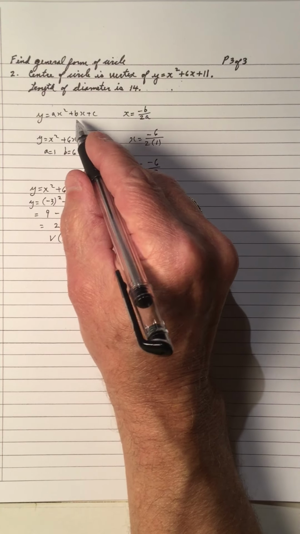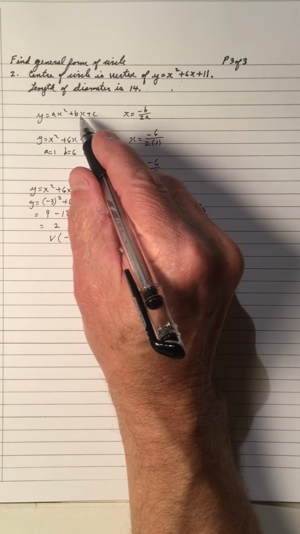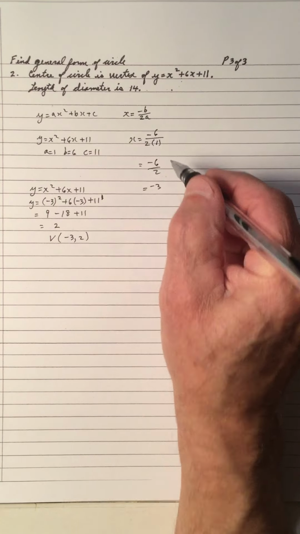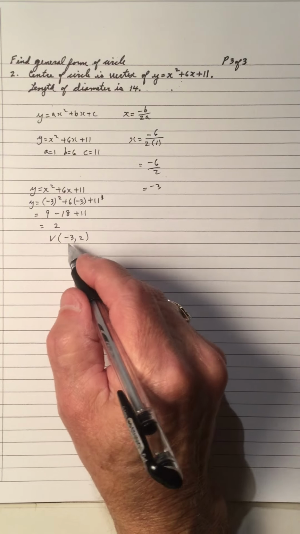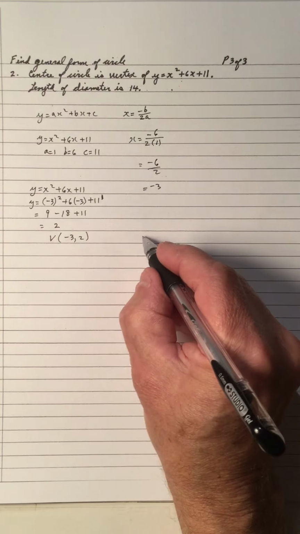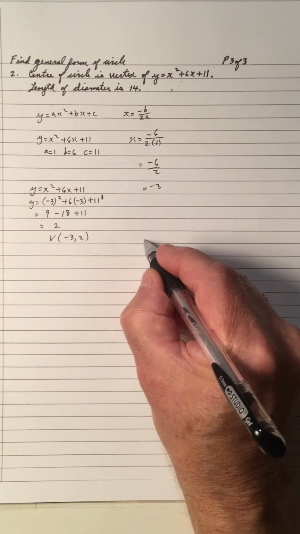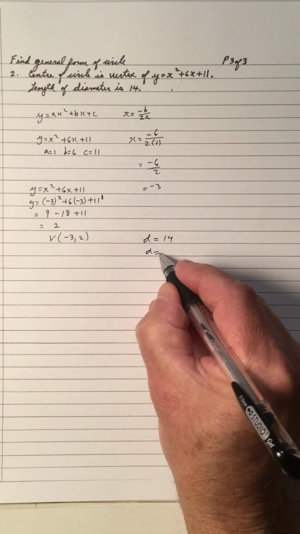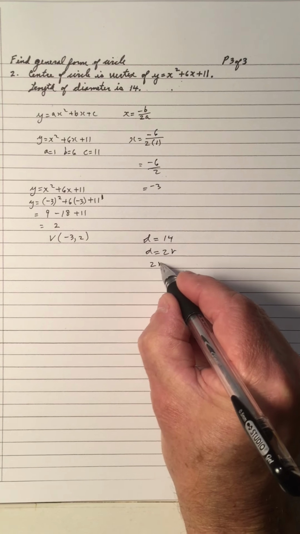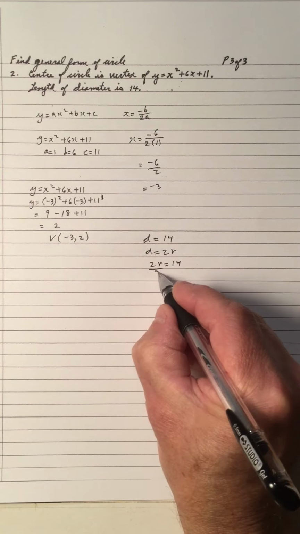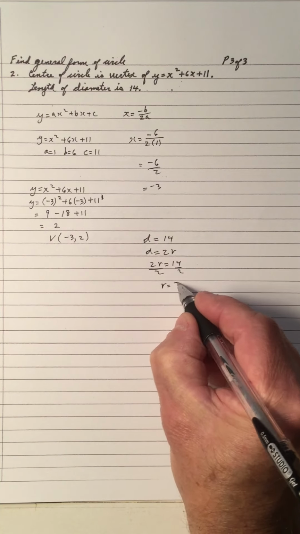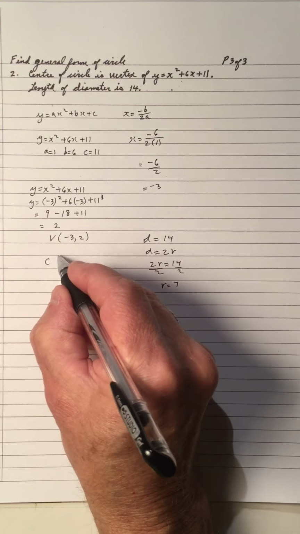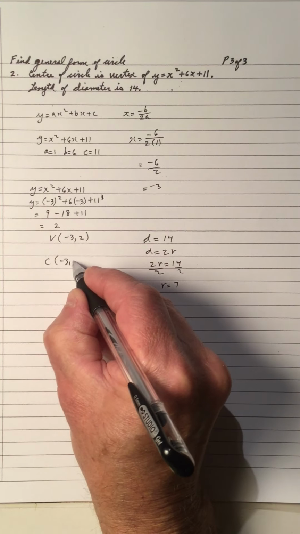Again, the parabola discussed in the previous unit on quadratics. And the quickest way to get the vertex of this parabola is negative b over 2a, and then sub that value into the equation. Done. And it says that the diameter d is 14. So the diameter is equal to twice the radius. So twice the radius is 14. Divide by 2, and the radius becomes 7. So now I have the center, which is the vertex, so the center is negative 3, 2.